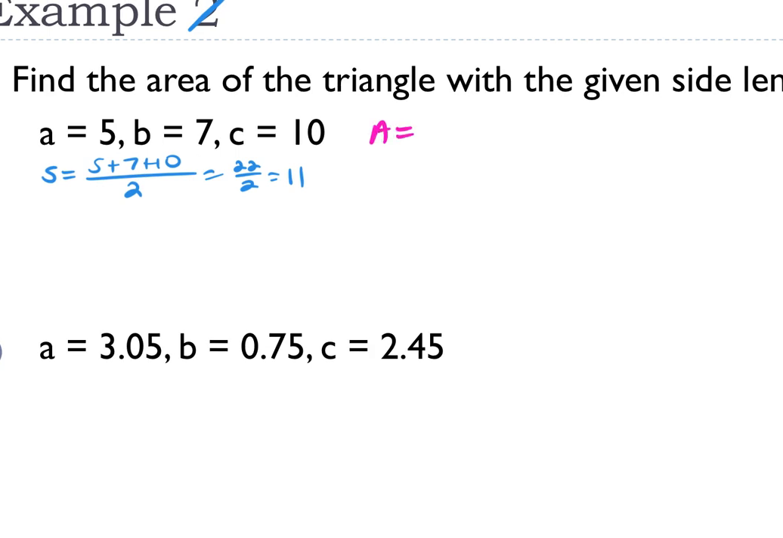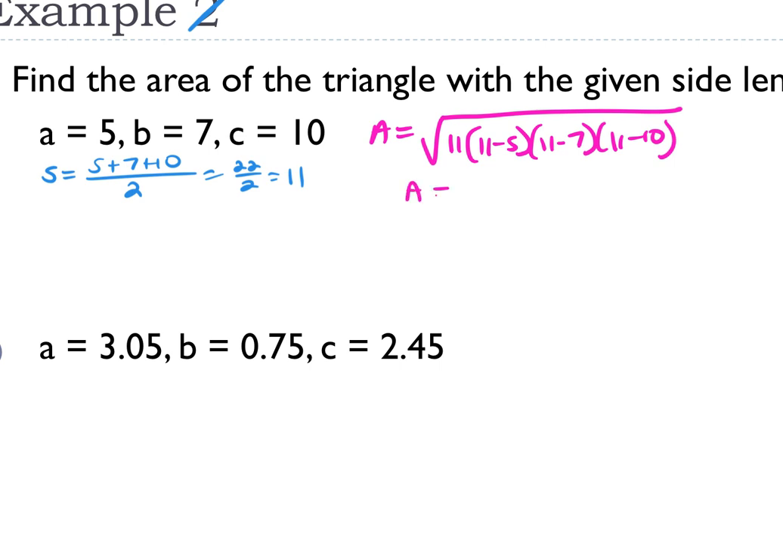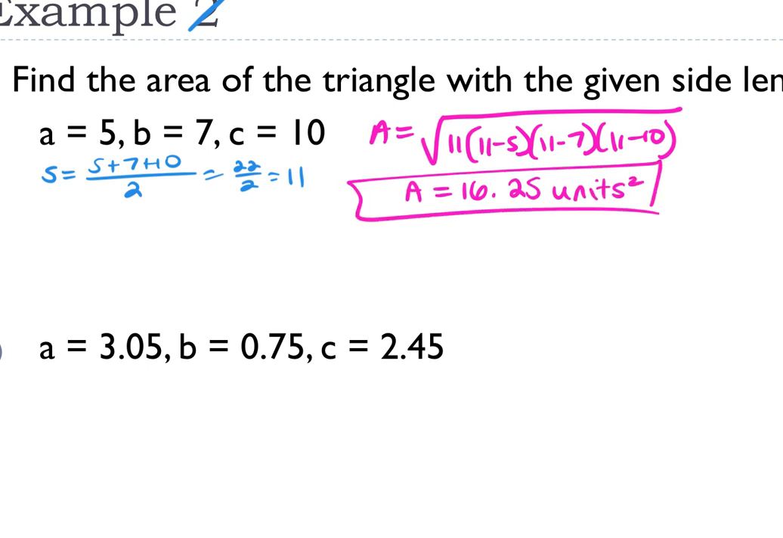So then the area is equal to the square root of 11 times 11 minus 5 times 11 minus 7 times 11 minus 10. You can simplify out your parentheses if you want, but you might as well just let your calculator do all that work for you. Type that whole thing in: 11 minus 5, 11 minus 7, 11 minus 10. And my area is 16.248, so we're going to say 16.25. If there was a unit, it'd be units squared because it is area. This time it doesn't matter. They don't give you the unit.